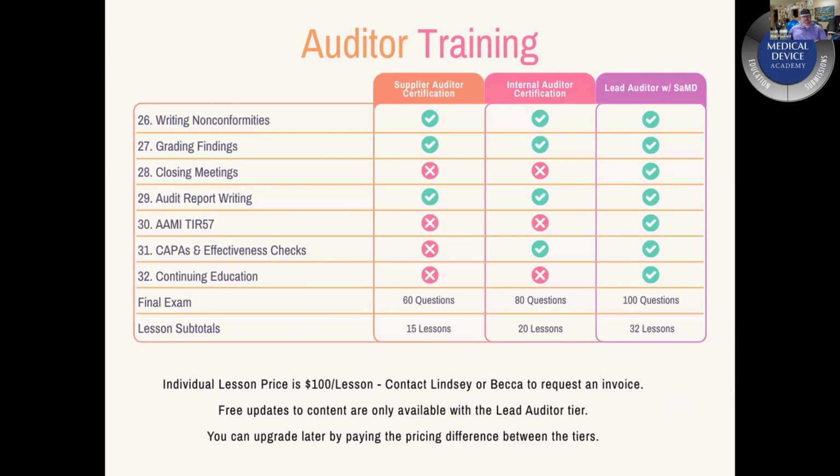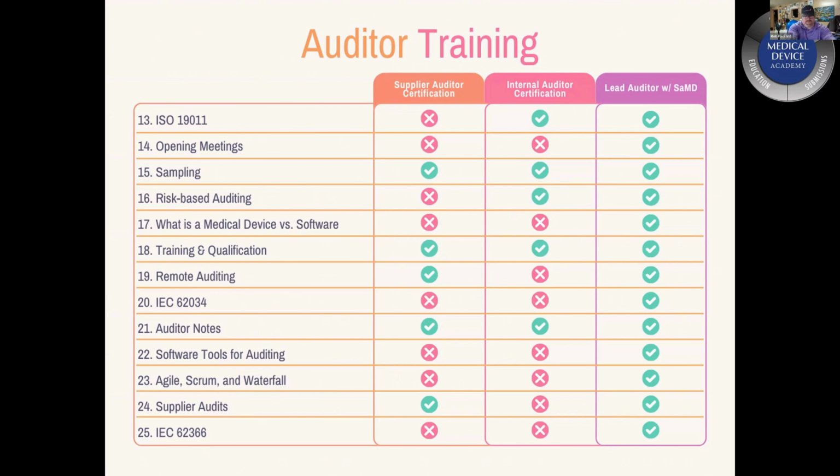That's cybersecurity. On the page above, we have 62304. We have one on usability. We have one on Agile, Scrum, and Waterfall. We have one on software tools for auditing. Not exactly the same thing, but if you're looking for software as a medical device or software tool validation, that's not what you're looking for. This is like how to use webcams and tablets, how to use Google Drive and stuff like that. How do you electronically sign things? So that's software tools for auditing.